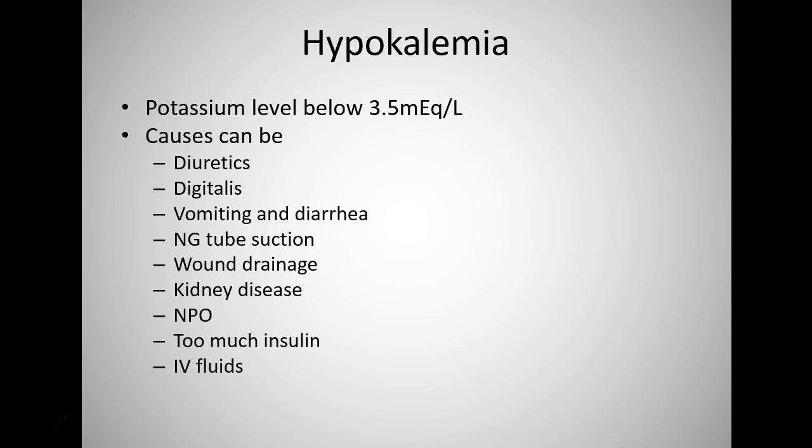So for hypokalemia, potassium level is below 3.5 MEQs per liter. Causes could be diuretics. It could be digitalis, which is a cardiac medication. It could be low because of vomiting and diarrhea, NG tube suctioning, wound drainage, kidney disease. If your patient's not eating or drinking anything, possibly having too much insulin can also lower potassium.